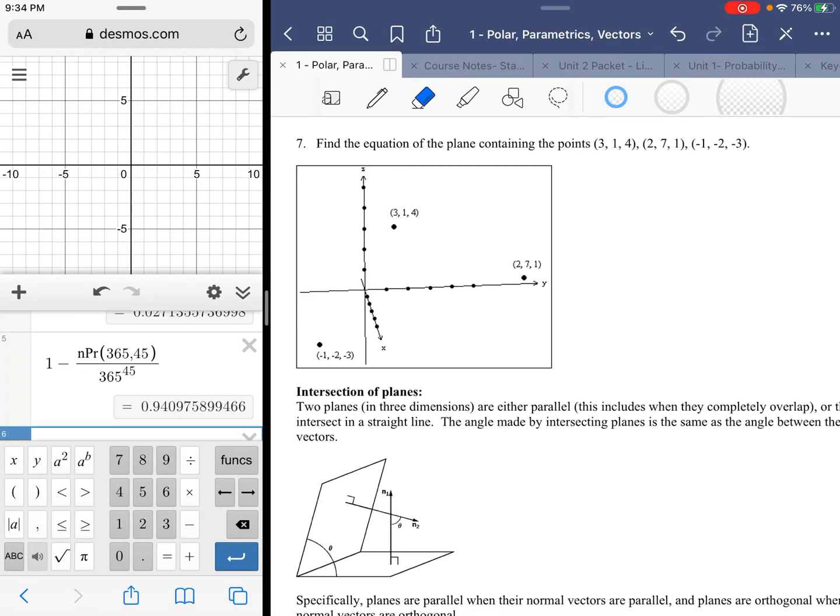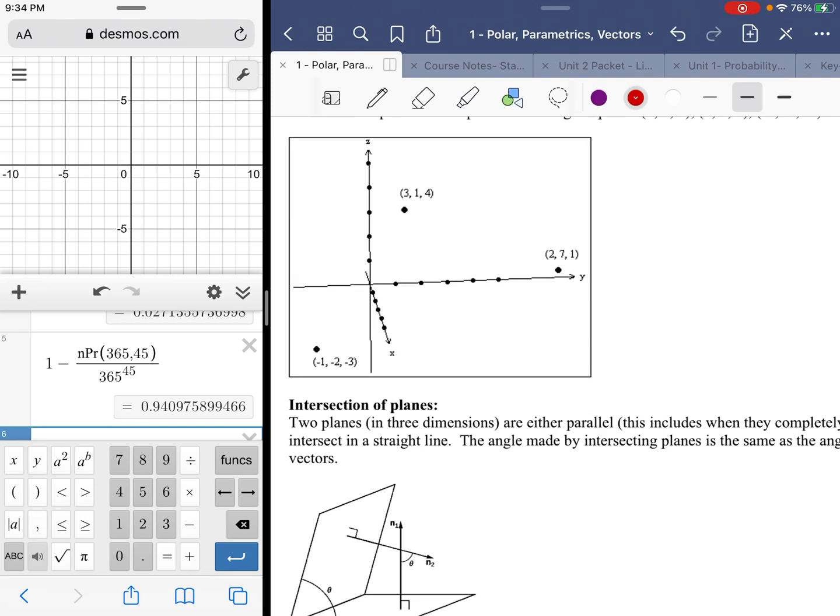So in this question, we're looking at the plane connecting (3, 1, 4), (2, 7, 1), and (-1, -2, -3). So if we're going to create that equation of a plane, what we're going to need is a normal vector, which is going to involve the cross product.